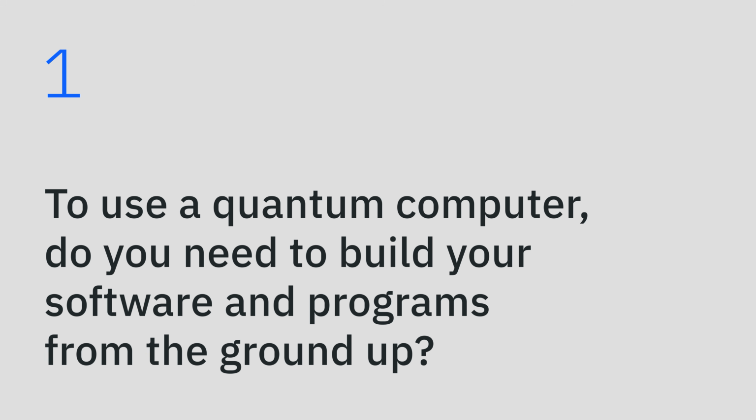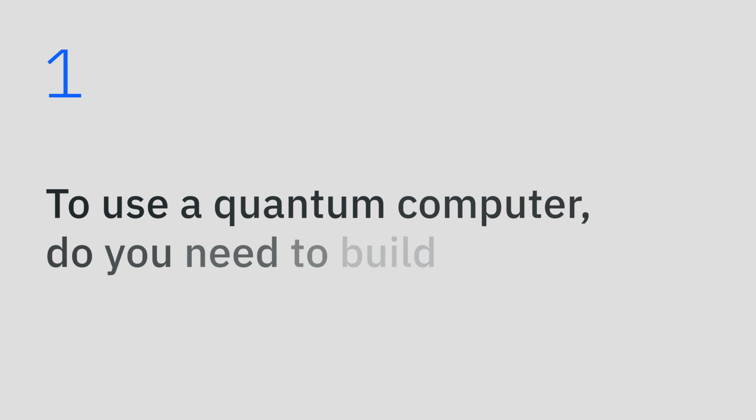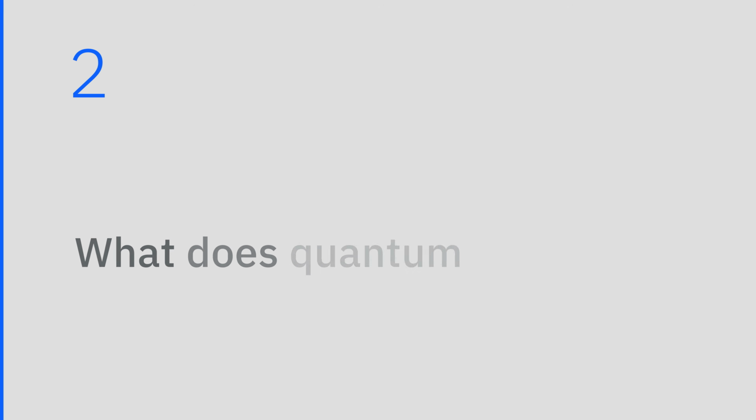Number 1. To use the quantum computer, do you need to build your own software and programs from the ground up? Not at all. IBM and other companies have created built-in classes, functions, and add-ons to help get you started much more quickly. But if you prefer to have that level of control, you can alter these functions and, of course, create your own.